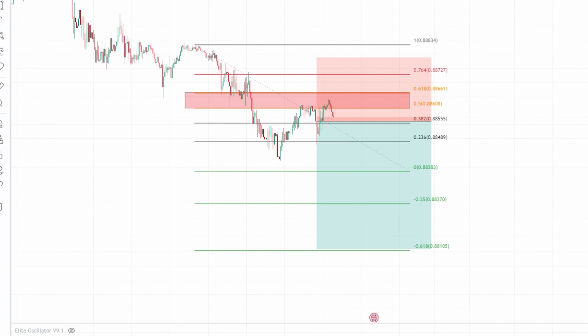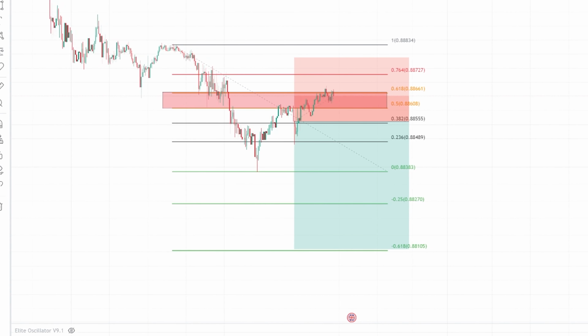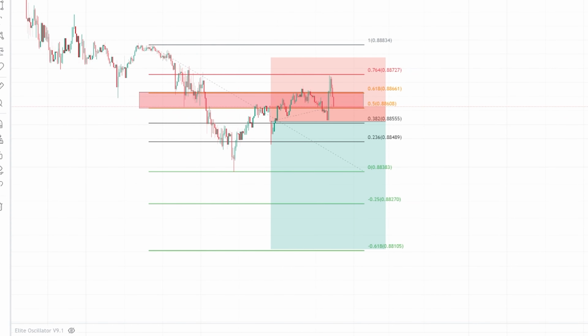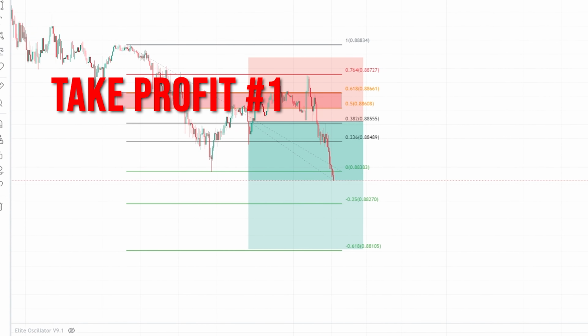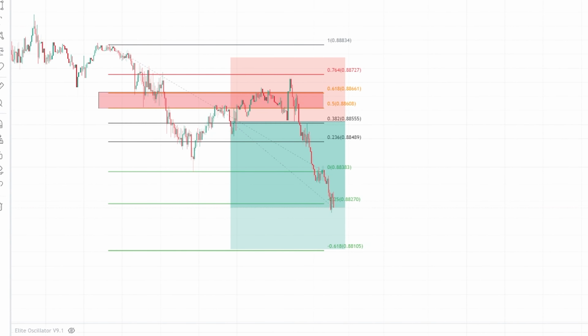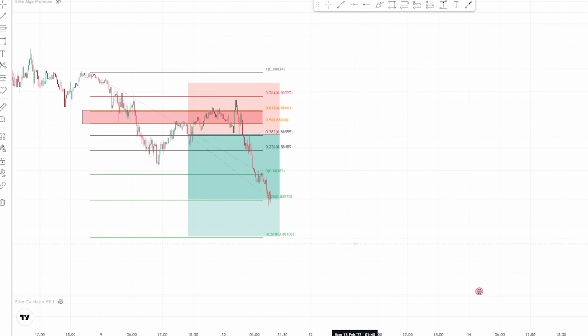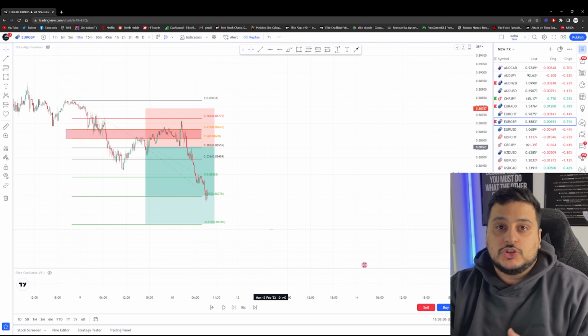So we see the price goes up, goes into drawdown, which is completely normal, guys. Not every trade is going to go straight to take profit, right? Before starting to come back down, hitting our first take profit, and eventually hitting our second take profit as well, guys. Very, very easy to trade this system.